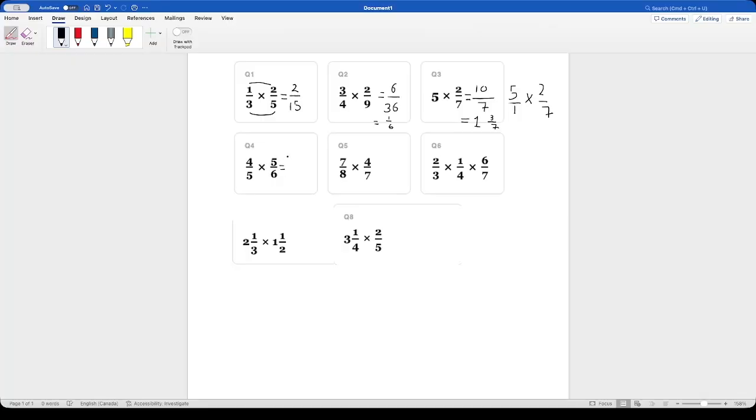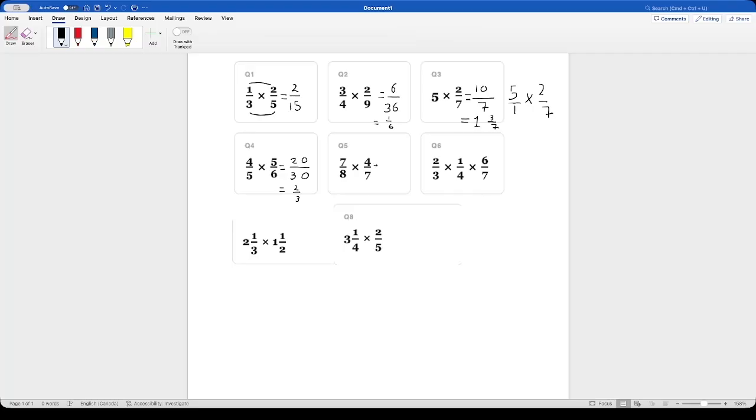So here we go, 4 times 5, that's going to give us 20. And then 5 times 6 is going to give us 30. All right, there we go. And now simplify, what is that going to be simplified? Well, we can divide them both by 10. It's going to give us 2 over 3.